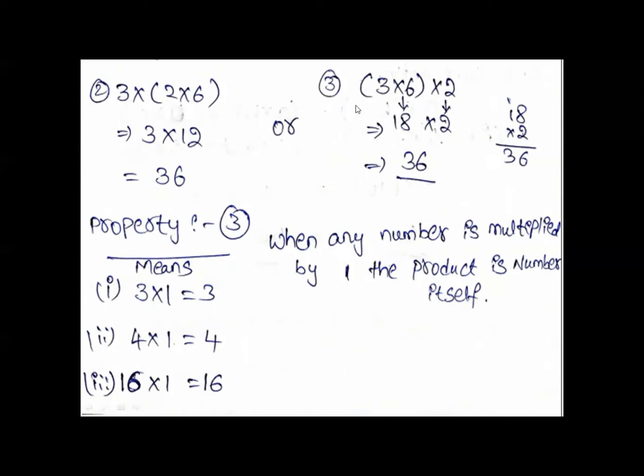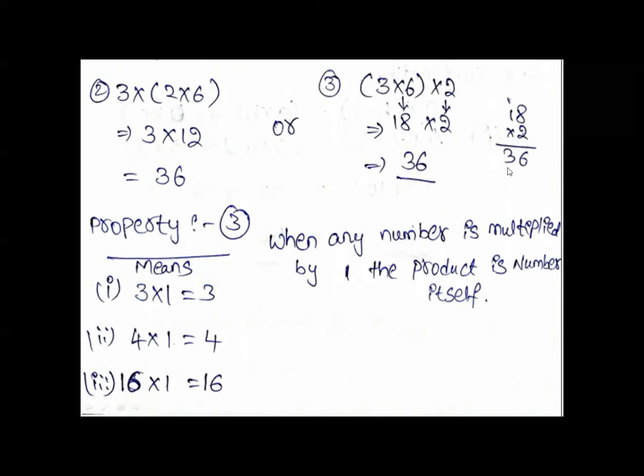Or here the order changes. 3 into 6. Otherwise we can write 3 into 2 also, into 6. We can write like that also. Okay children. 3 into 6 into 2. In brackets 3 into 6 is there. 6 3s are 18. 2 as it is. 18 into 2, how much? See here, I have already done. 8 2s are 16. 1 carry over. 2 1s are 2 plus 1 is 3. Write 3 down. Total product is 36.